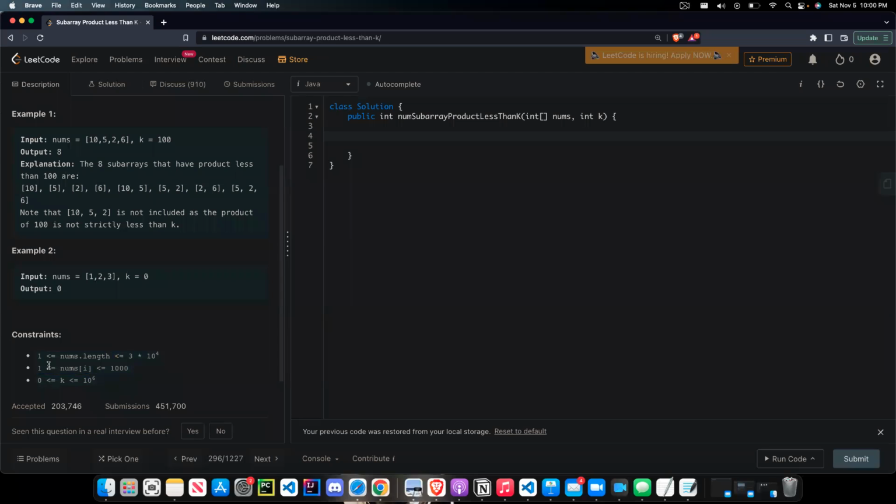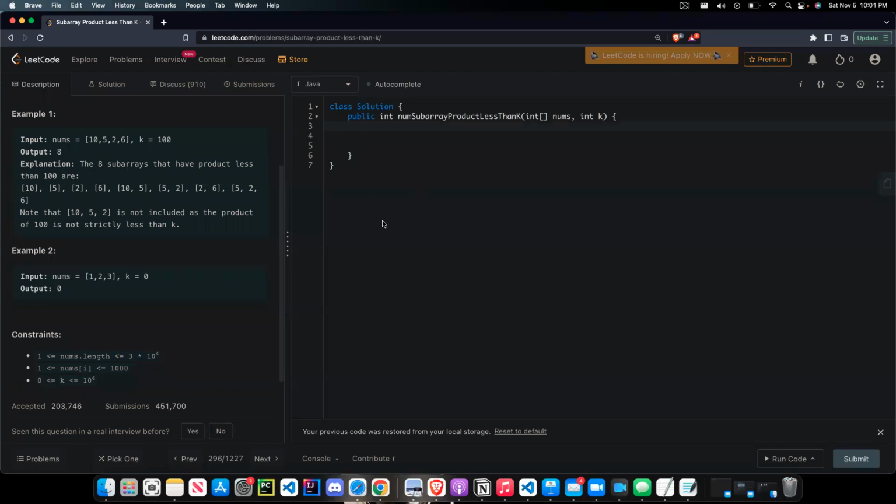As we move on here, we see that each of our elements, nums[i], can be between 1 and 1,000, or equal to the endpoints as well. And the length of the array is guaranteed to at least be 1. So we're guaranteed an array that at least has one element.